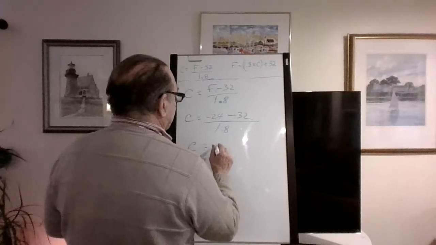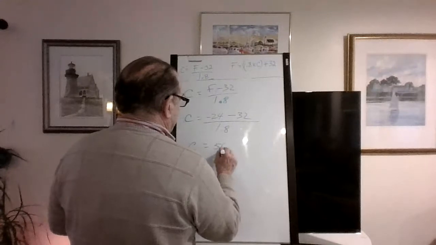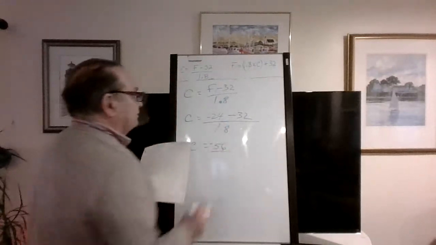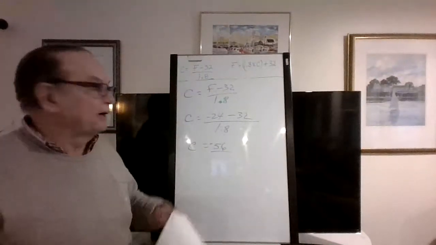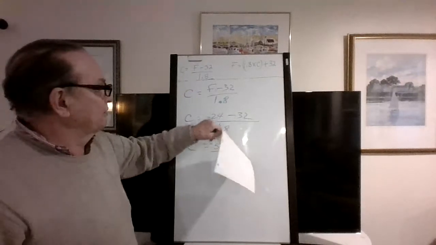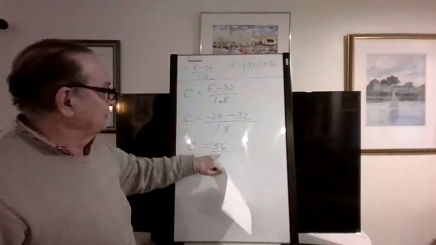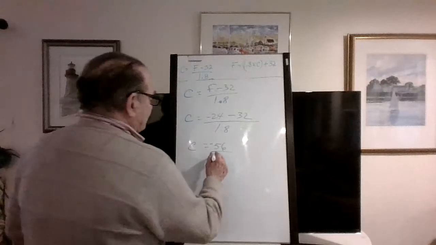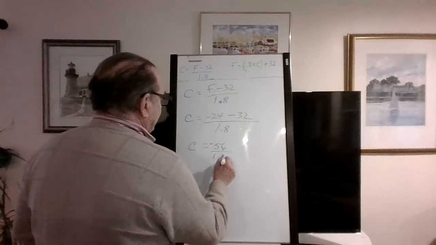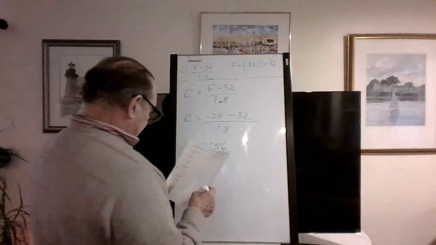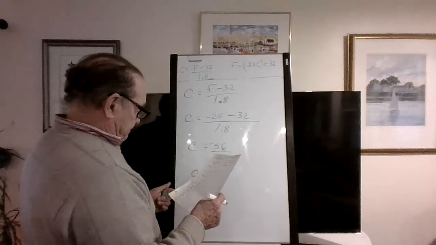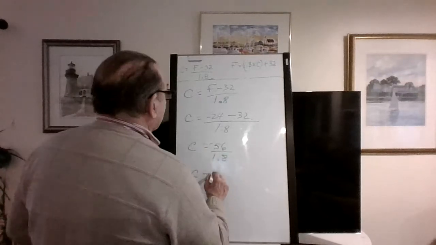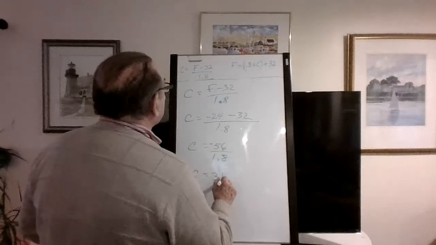56 minus. You lost a bit of money, right? Two rounds of cards and you lost. So just add them up. 56 over 1.8. Equals 31.